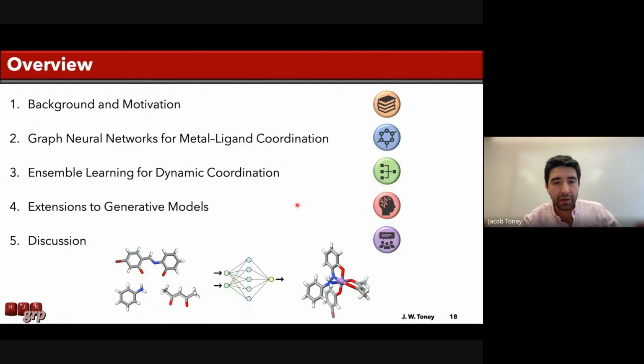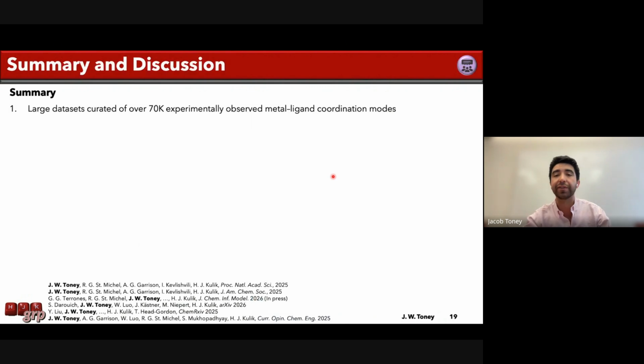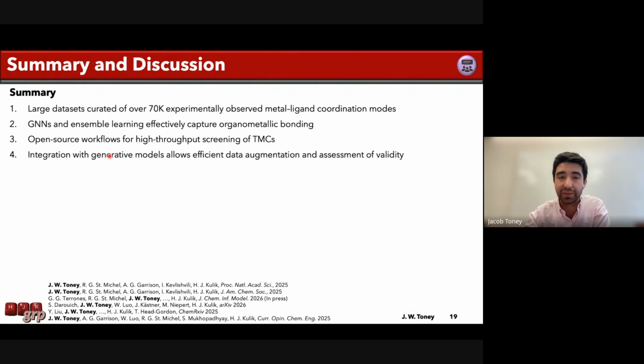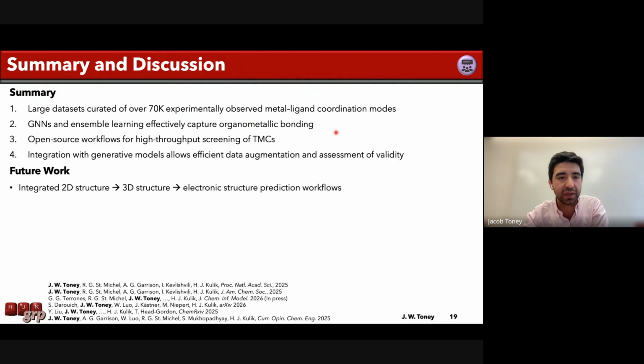Great. So that does bring me to the end of the research portion of this presentation. I'll just close briefly with a summary. We curated very large data sets of over 70,000 experimentally observed metal-ligand coordination modes. We leveraged GNNs and ensemble learning to effectively capture organometallic bonding. We put together these open source workflows for high throughput TMC screening. We integrated them with generative models for data augmentation and assessing the validity of complexes.